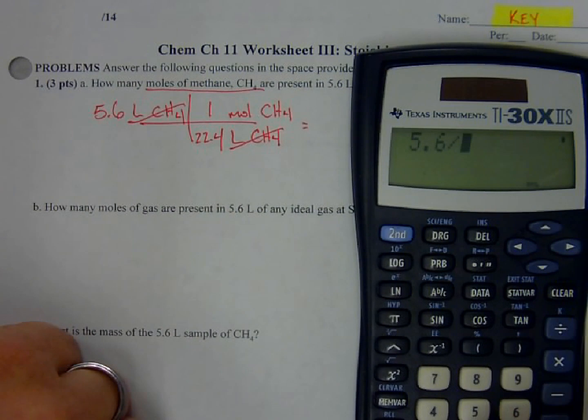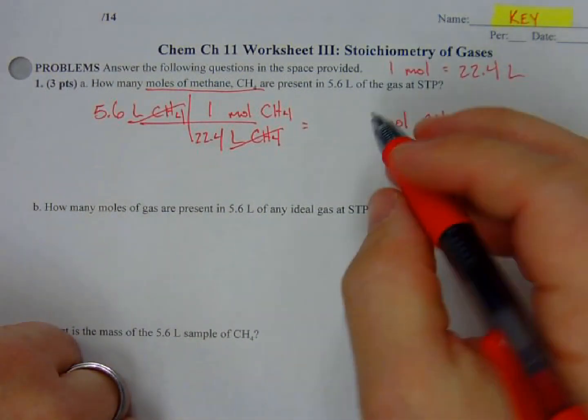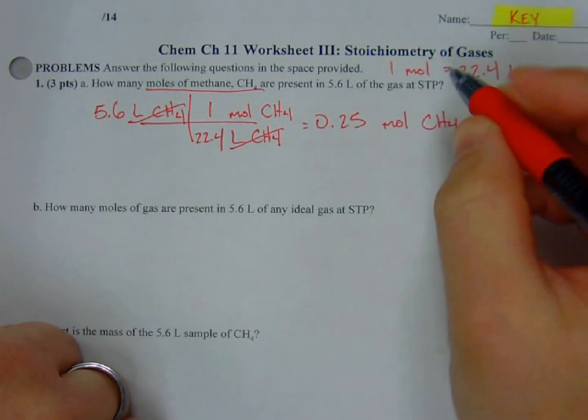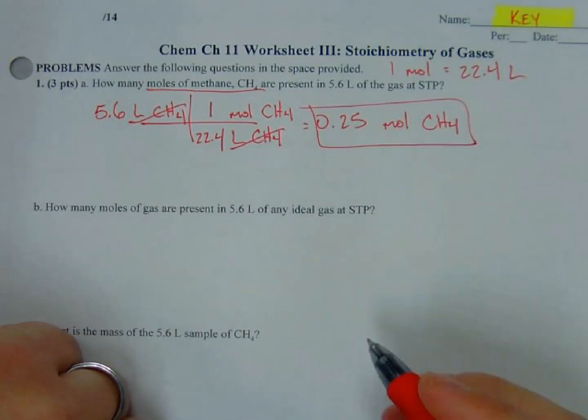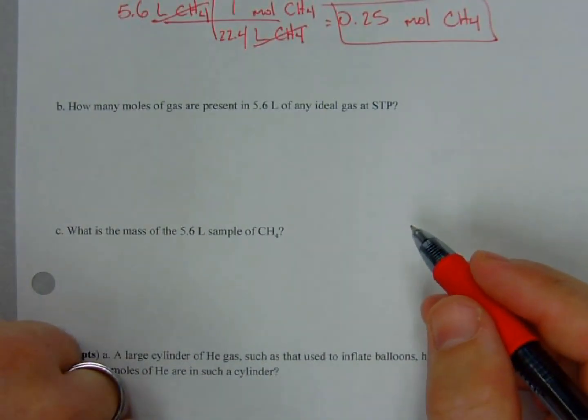5.6 divided by 22.4. So, 0.25. And 0.25 sounds good because 2 sig figs, right? 0.25 moles of methane. B. How many moles of gas are present in 5.6 liters of any gas?